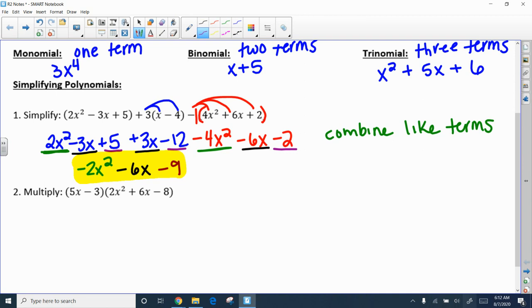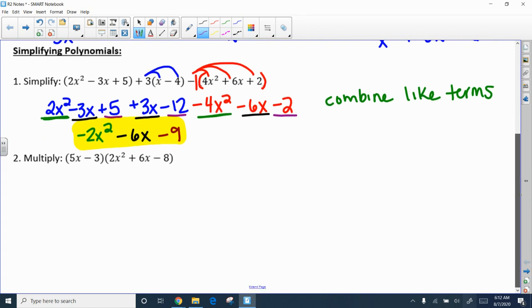So that example involved adding, subtracting, and multiplying by a constant. Now number 2, we're multiplying two polynomials together. So in this case, we have a binomial, 5x minus 3, which is in parentheses, and then we have this trinomial, 2x squared plus 6x minus 8. Those are in parentheses. Now, when there is not an operation symbol in between, we know that these are multiplied.